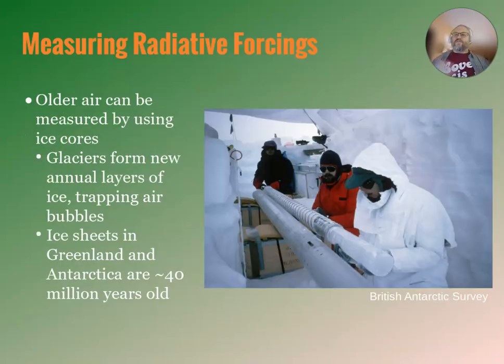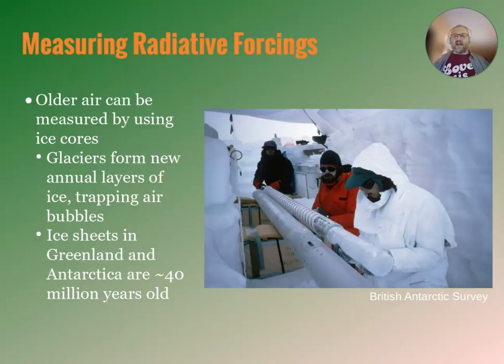So what about before the 1950s when we have the Keeling curve? Well, we can get access to older air by using ice cores. So when you have a glacier, and especially if we're thinking about the gigantic ice sheets in places like Greenland and Antarctica, each year you're going to get some snow falling on those areas. And then as those layers of snow build up, they get squashed down by the weight of the snow above them until they form ice.